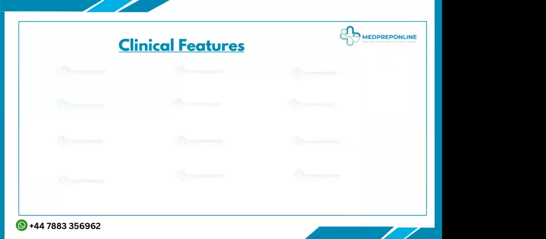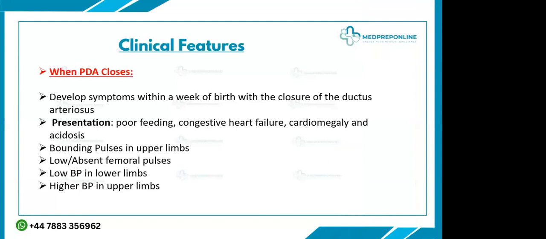What is going to happen after PDA closure? When after a few hours or few days the PDA closes, then the patient is going to develop symptoms within a week of birth with the closure of the ductus arteriosus. And what will be happening? Poor feeding, congestive heart failure, cardiomegaly, acidosis, and bounding pulses in the upper limb.